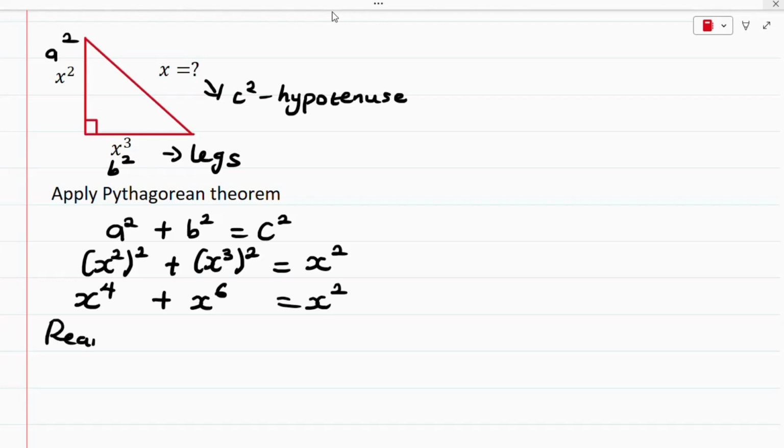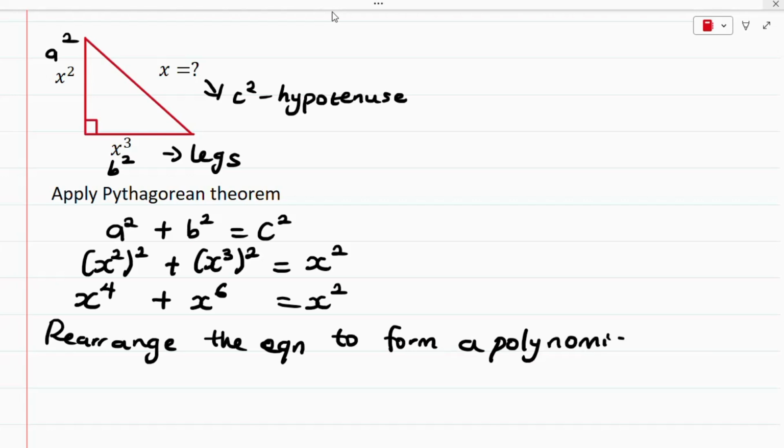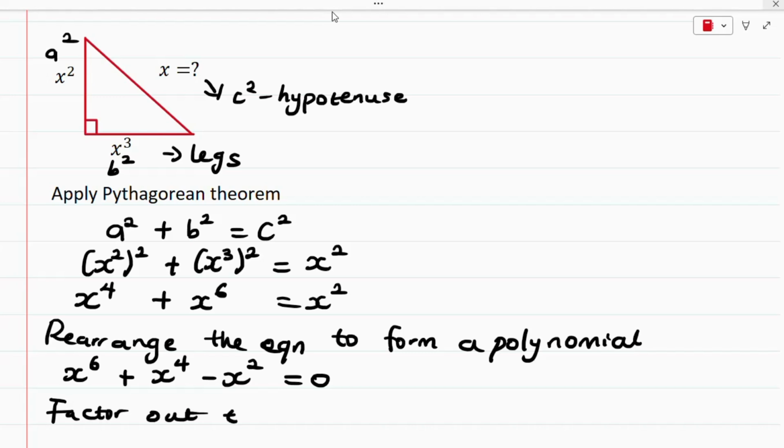So the next thing we want to do is rearrange the equation to form a polynomial. This is going to be x raised to the power of 6 plus x raised to the power of 4 minus x raised to the power of 2, which is equal to 0. Then we want to factor out the common term.